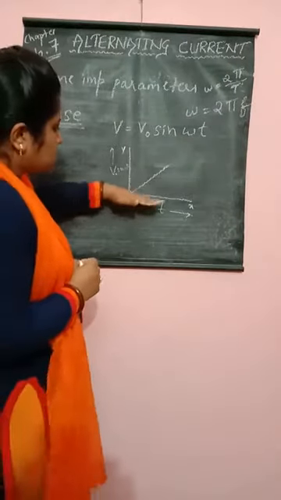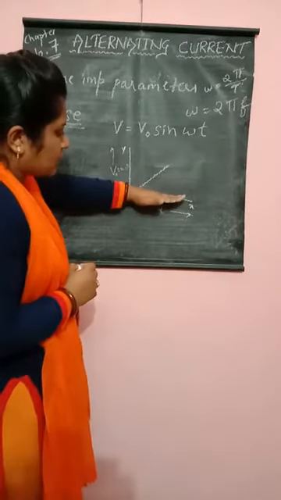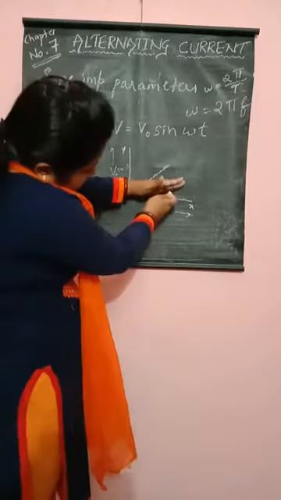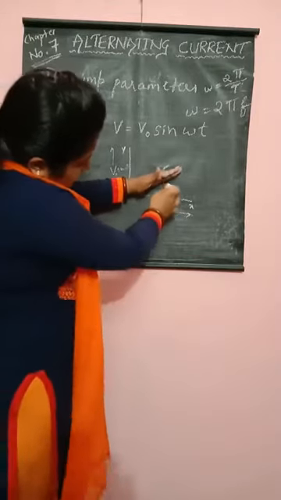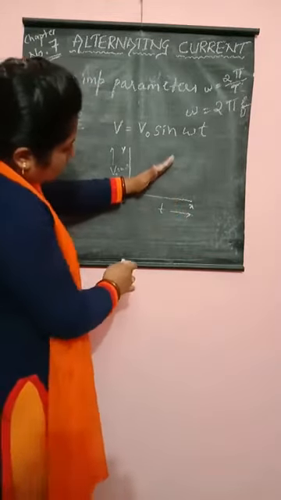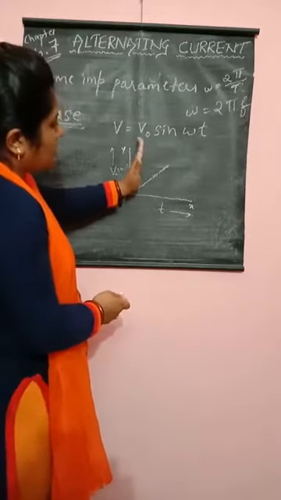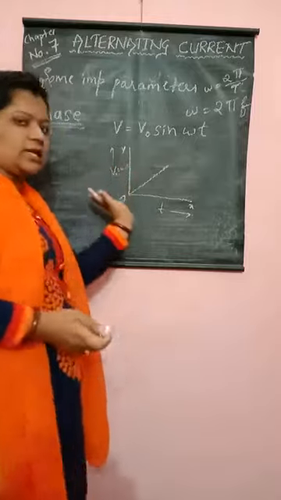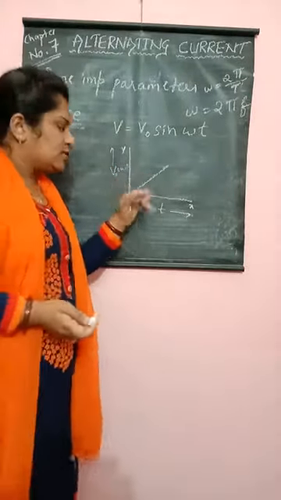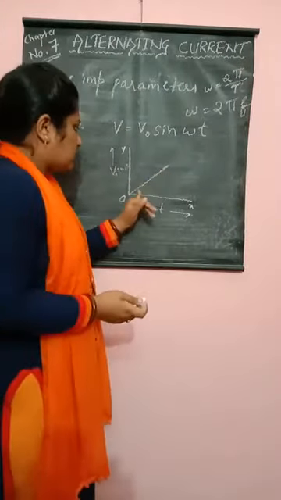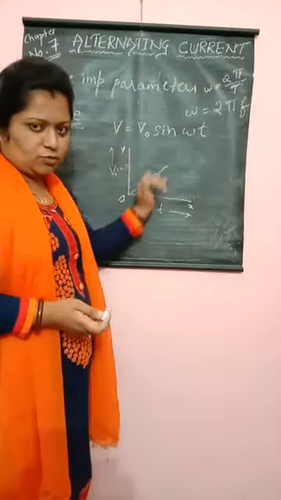It's O, this starts from zero. It comes here first, means this is the distance covered. It comes here, this is the distance covered. It comes here, this much distance it covers. It comes here, here, here. Like that, it will be rotating, no? This vector will be rotating. So this length, whatever we are having, that is the length of the voltage.